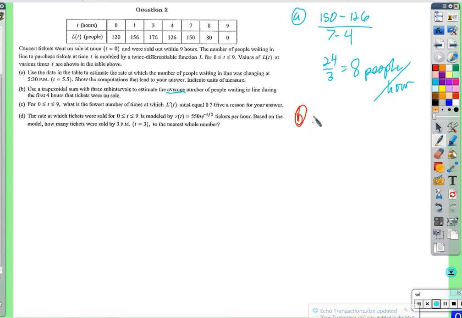Graph. Okay, we can graph it real quick. Definitely want to see the graph, whether mentally or on paper. So that's 120, 156 at 1 hour. And then it jumps to 3. He goes past 2 and goes to 3. And that's 176. And then at 4 hours, 126. So actually it's gone down. Gone down quite a bit.